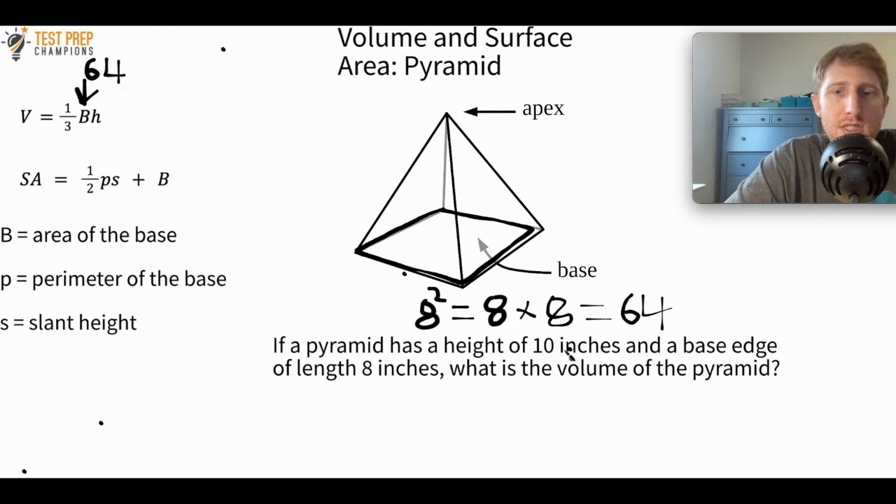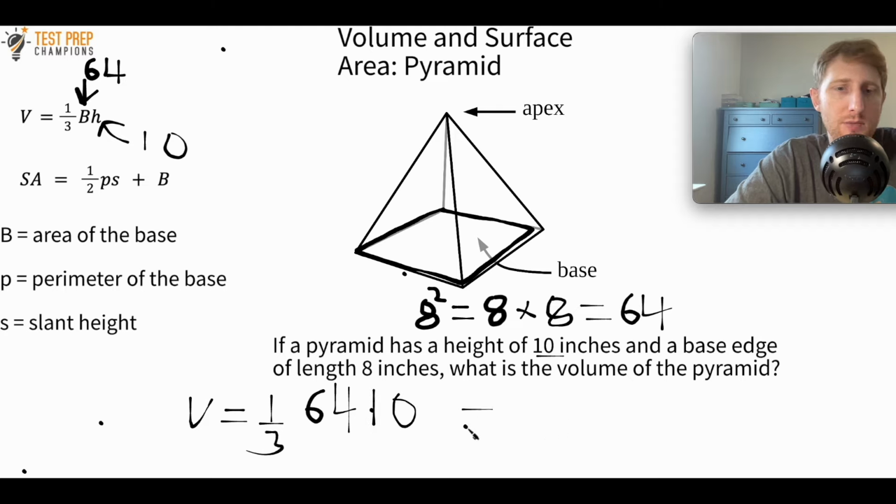And the height is just 10 inches, so I'm just going to plug 10 in here. So when we do the calculation, we're going to do volume of the pyramid equals 1/3 times the area of the base, which is 64, times the height, and the height is going to be 10. So when all is said and done, we're going to get something like this.